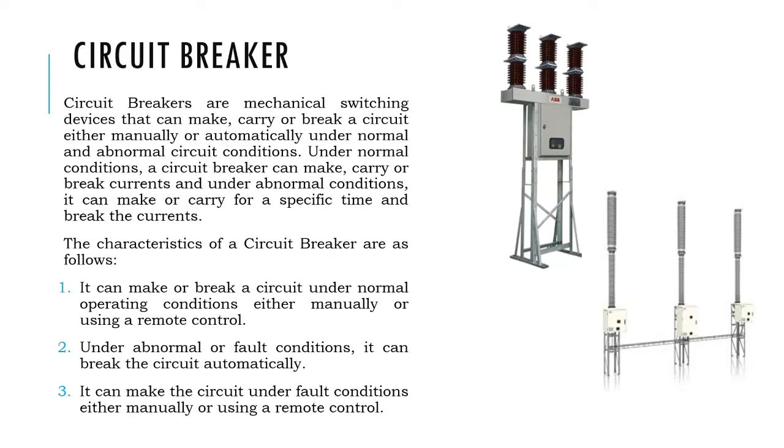Not only in normal conditions, but in abnormal conditions also. Under normal conditions, a circuit breaker can make, carry or break the circuits, and under abnormal conditions also, it can make or carry for a specific time and break the currents. So what is the principle behind this? How can it break or make the circuits?